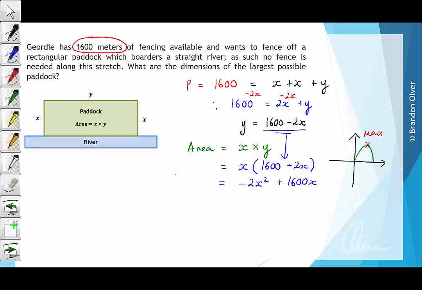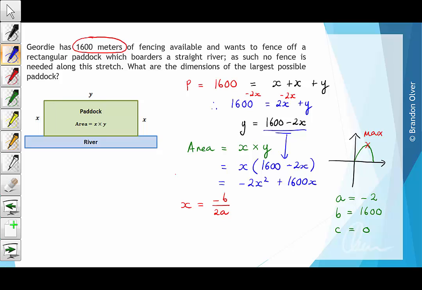To get the turning point, we could complete the square, or in this video we're going to use the axis of symmetry. The axis of symmetry is x equals minus b divided by 2a, and we get our values of a, b and c, not that we need c, from the values in front of x squared, x, and a constant if there was one. So a is equal to negative 2, b is equal to 1600, and c isn't there, but it sort of is, it's equal to 0.